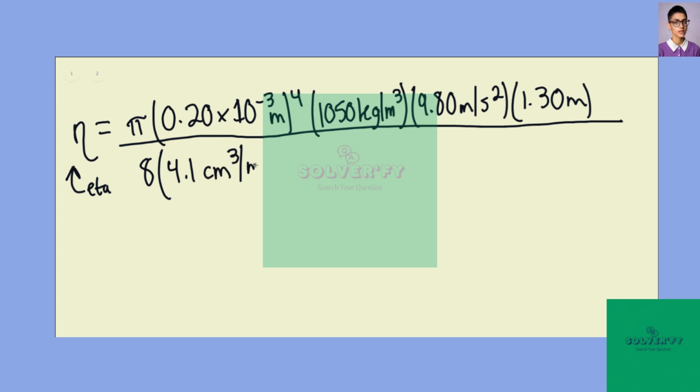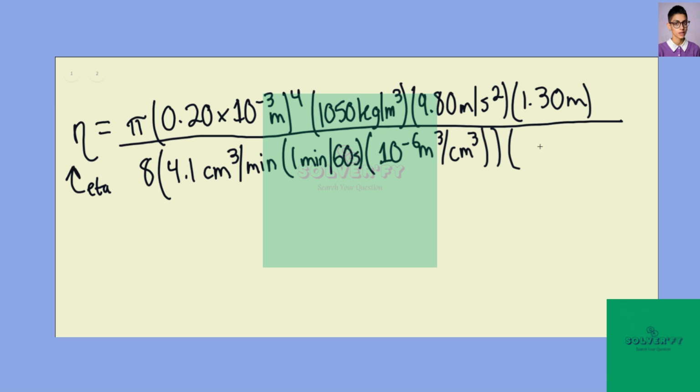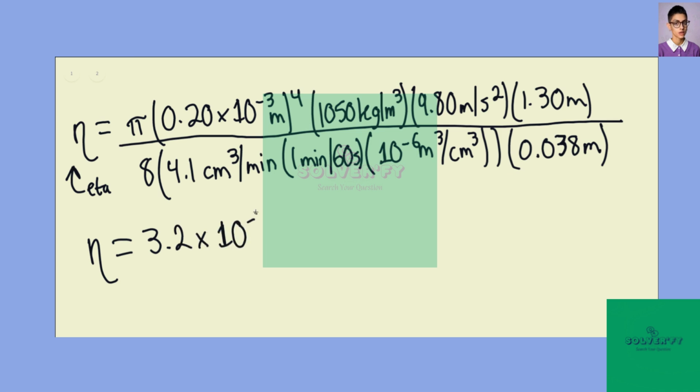centimeters cubed per minute. For every 1 minute, there are 60 seconds, and then there are 10 to the negative 6th meters cubed for every cubic centimeter. And then we're going to multiply this, close parentheses, by L, 0.038 meters. And we find that the viscosity will be equal to 3.2 times 10 to the negative third Pascal seconds.